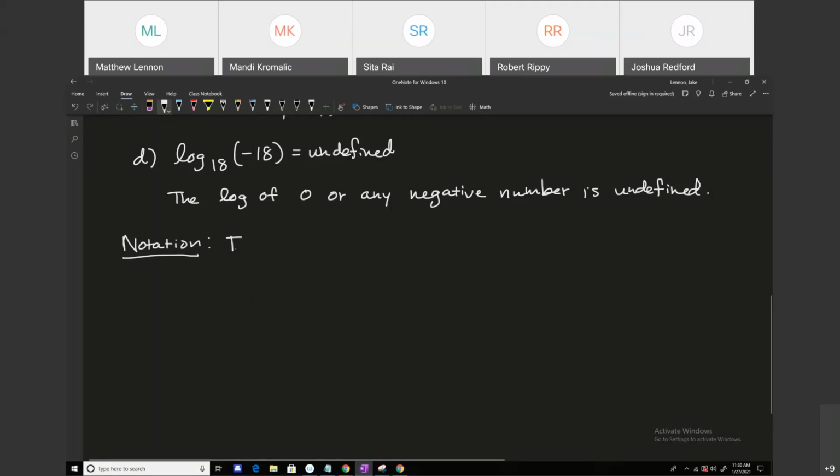But I will make note of both of the notations. So the two most used logarithms are written with their bases understood.